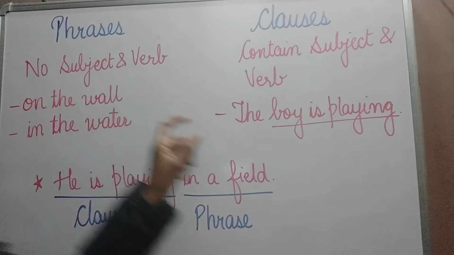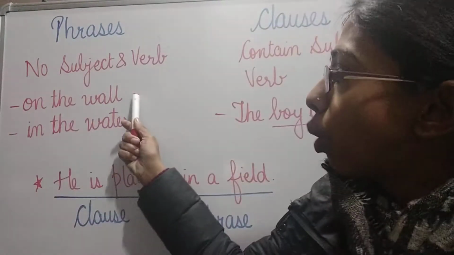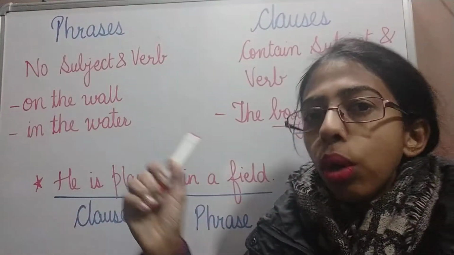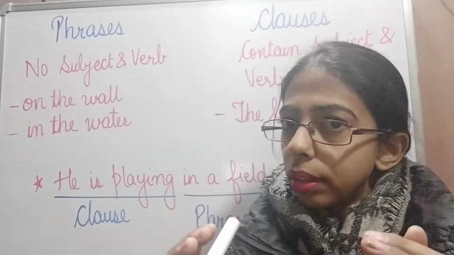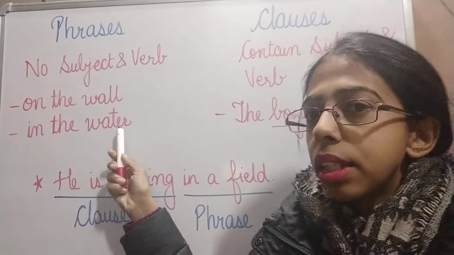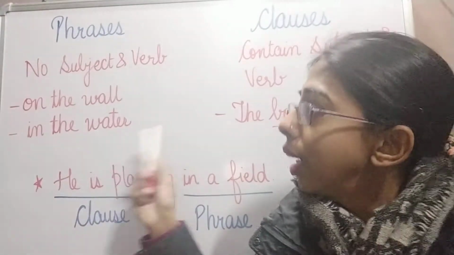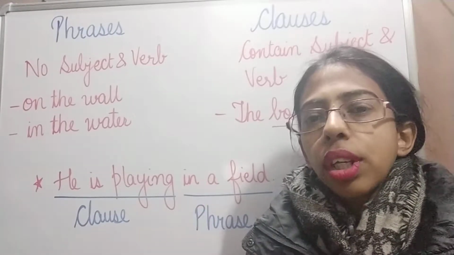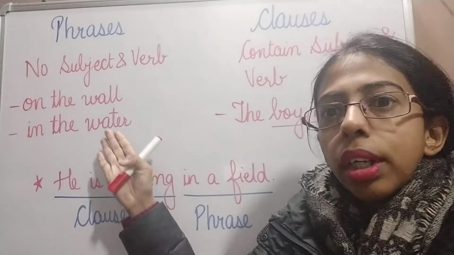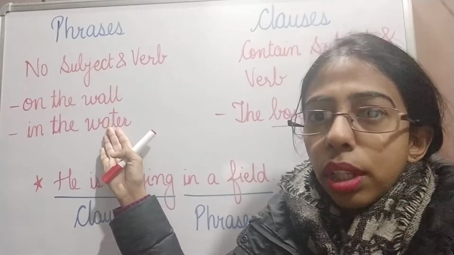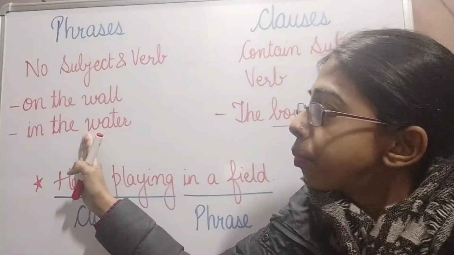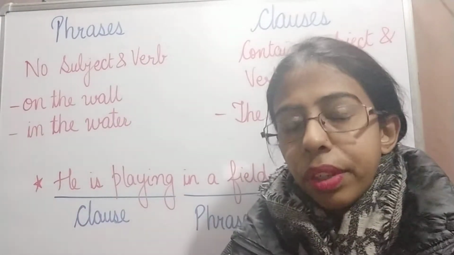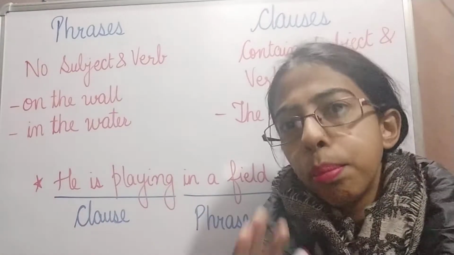On the wall, it is a group of words. On the wall, in the water, I can say over the horizon. These are groups of words, but there is no subject and verb present in here, right? And it conveys something. It is telling you something, but the information is half. It is not providing you the complete information. So a phrase is a group of words which cannot stand alone. It needs something to complete itself. And subject and verb are missing.